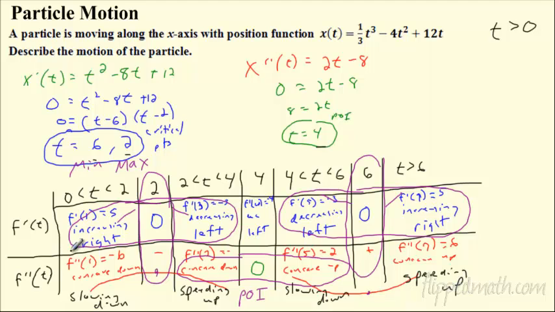Holy cow. That's why we're only doing 2 problems, because they take so long. So the particle really is slowing down from 0 to 2. Then it speeds up from 2 to 4. Then from 4 to 6 it slows down, and everything above 6 is speeding up. So that just really thoroughly described the motion of this particle.